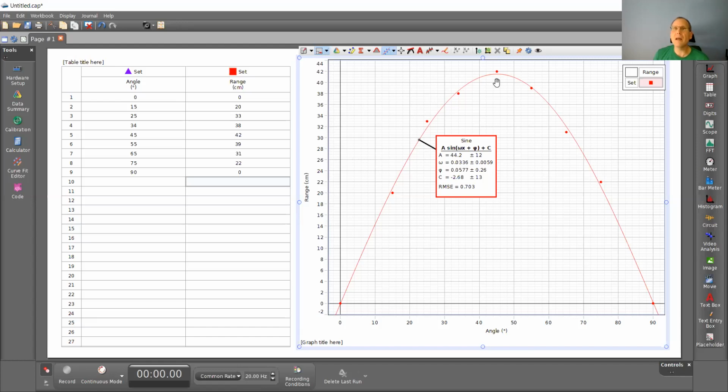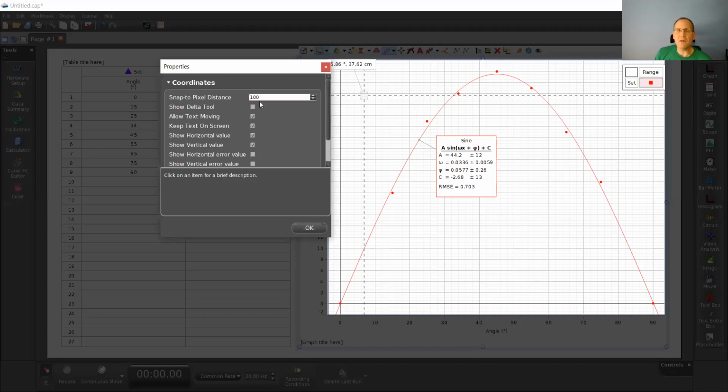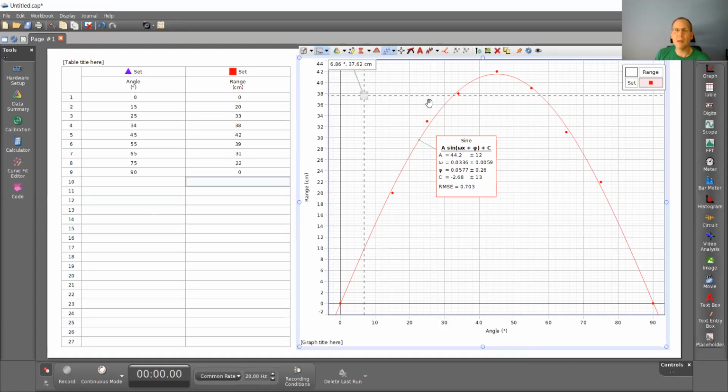So how do you do that? That's when you use this icon right here that's like a coordinate tool. If you click on the coordinate tool, you can add a coordinate tool. And we need to do one thing. We're going to click on it, right click it, and go to tool properties, coordinates, and adjust this so that the snap to pixel distance is 1. I'm just going to decrease that to 1 and hit OK. Then I'll have finer control when I move this. It won't just jump to one of my data points.